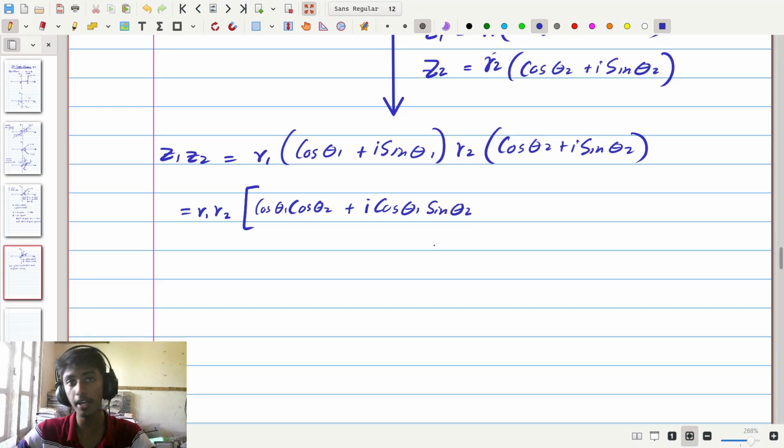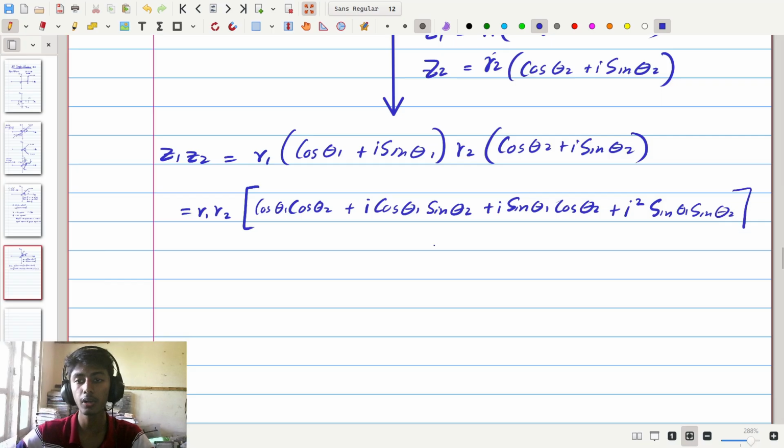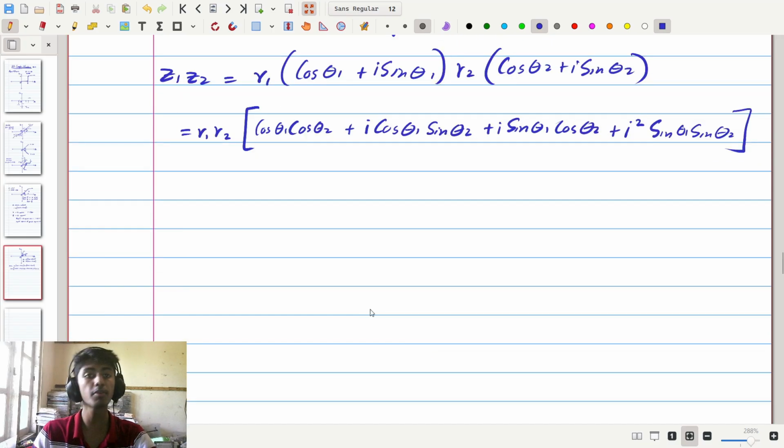The next term we'd get after that is going to be i sine theta 1 times cosine theta 2, which once again I'm going to keep the i at the front and write as i sine theta 1 cosine theta 2. And the final term we'd get is i sine theta 1 times i sine theta 2, which I'm going to take the two i's and write as i squared. So I'm going to write plus i squared, and then we have sine theta 1 sine theta 2, and then close bracket. So now let's simplify these 4 terms.